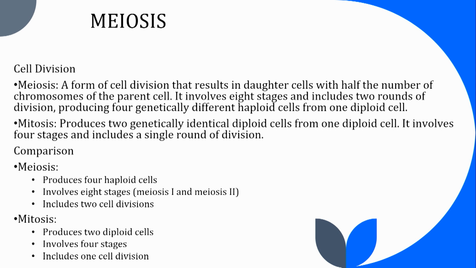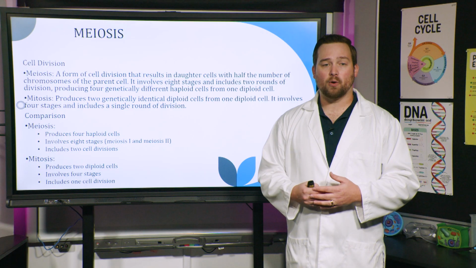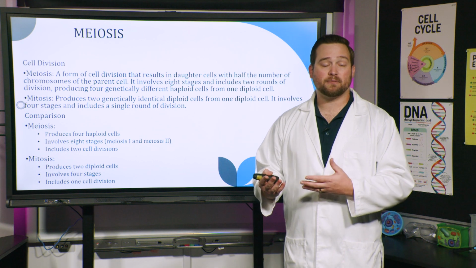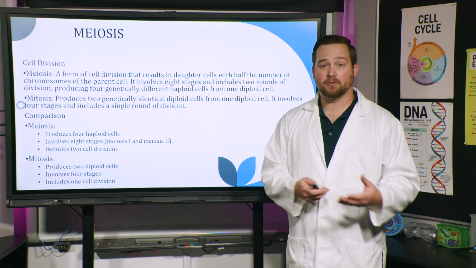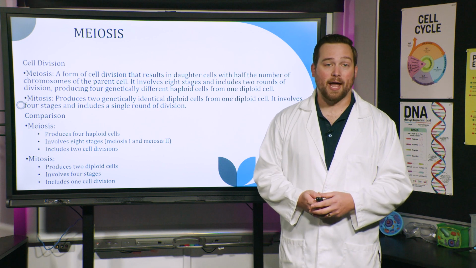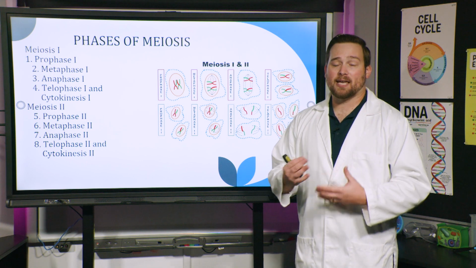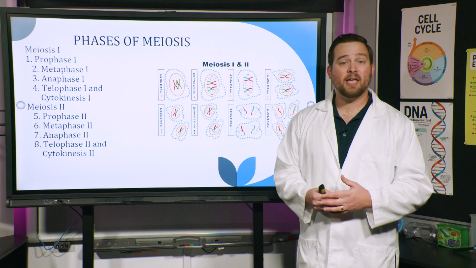So in meiosis, we make 4 cells. Each cell is haploid, okay? It involves 8 stages, which are divided into meiosis 1 and meiosis 2, and then it also includes 2 rounds of cell division. When you compare that to mitosis, mitosis produces 2 diploid cells and involves 4 stages, and it only includes 1 cell division. Also, some differences here that we want to know about. In meiosis, the cells are different, and in mitosis, the cells are identical. Okay, so that's a compare and contrast of meiosis versus mitosis, and we'll compare them a lot more as the unit goes on.